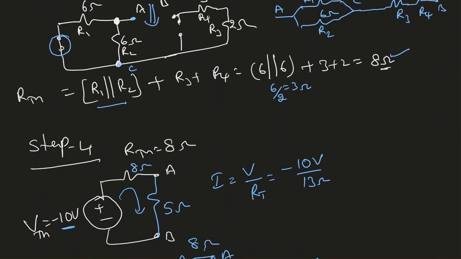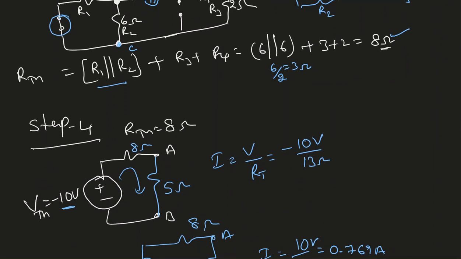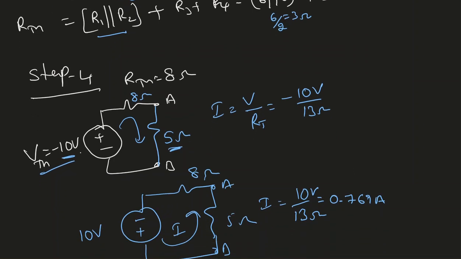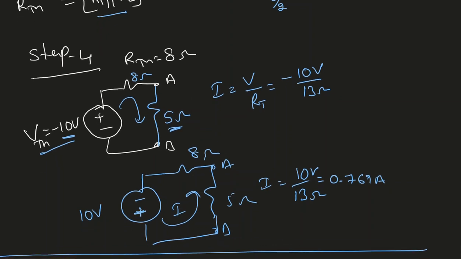That's RThevenin. Now step 4, connect back Thevenin voltage and RThevenin. This is a simple circuit. Now connect back your 5 ohm resistance that we removed in step 1 and find whatever he's asking for. So Thevenin voltage ended up as negative 10 volts. That means probably the current is flowing in the opposite direction, so B must be positive and A must be negative. So 10 divided by 13 gives me 0.769 ampere.